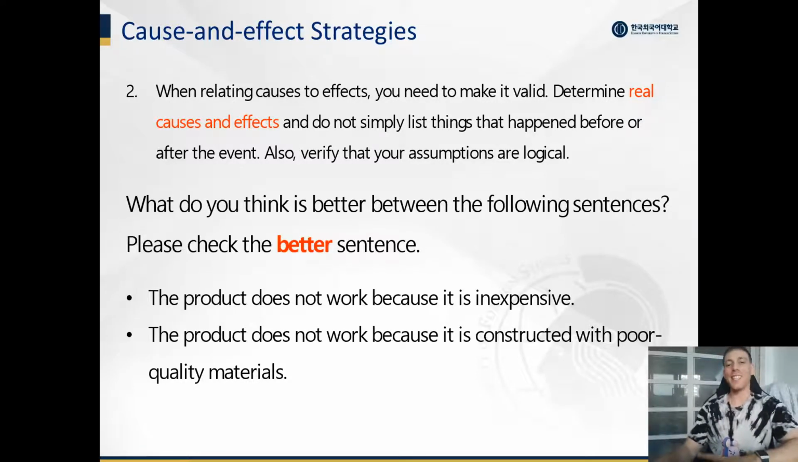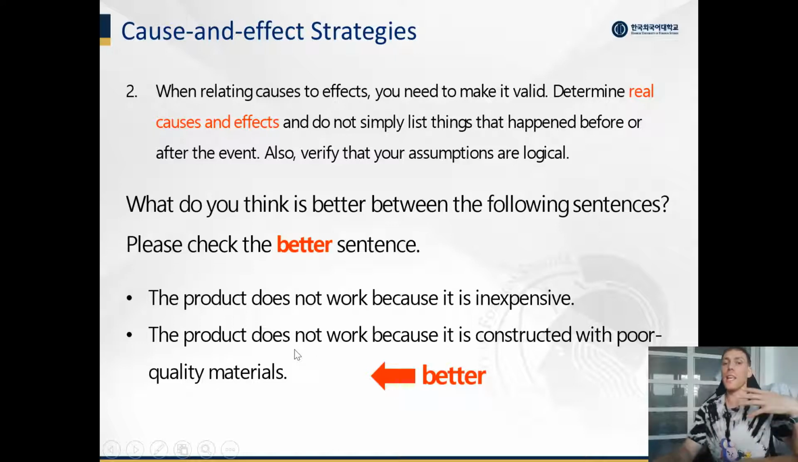No. You can see that the first one doesn't really say anything. It just says the product doesn't work because it's inexpensive. But the second one says the product does not work because it is constructed with poor quality materials. This one gives us more information. So the second sentence is better. It's saying, in this example, that we know the reasons why. So you can see it's better to be more descriptive. In this case, this would be a better sentence to write down.